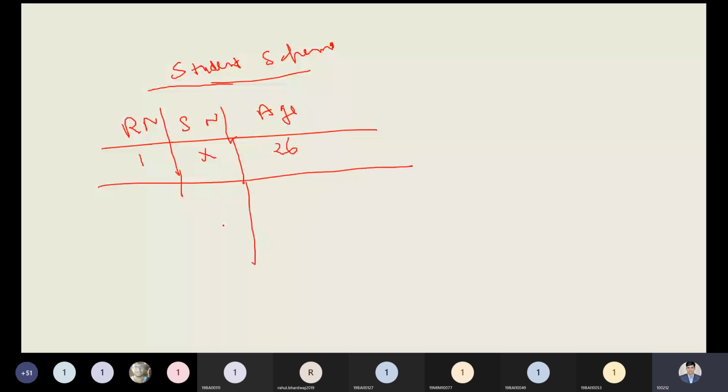I'm putting another record, that is a 2. Student name is Y, and his or her age is 22. Now this is the third record I'm putting over here. Student name is Z, and his or her age is 18.